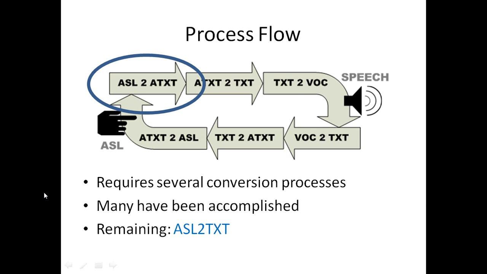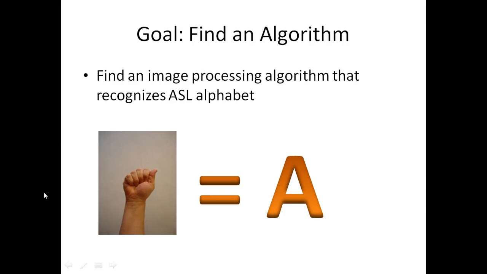The basic piece of this process flow we're trying to uncover is sign language to text. There are, of course, other pieces there, but most of them have been accomplished more or less. But the sign language to text piece still remains elusive, and we're trying to get to the point where it is ready for prime time. So the goal is to find an algorithm, some method to convert an image, a picture of a gesture, to the letter. Better yet, even a word.